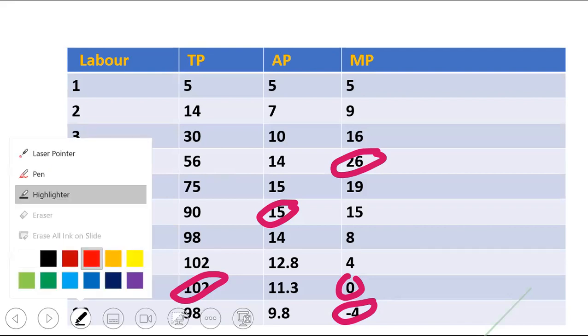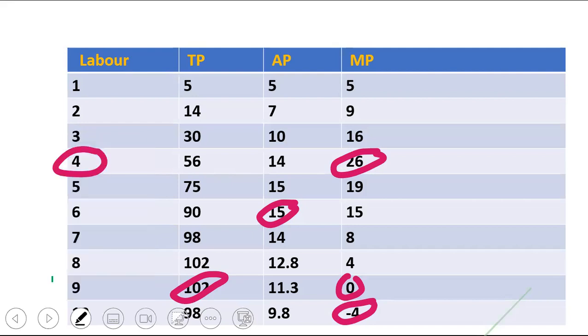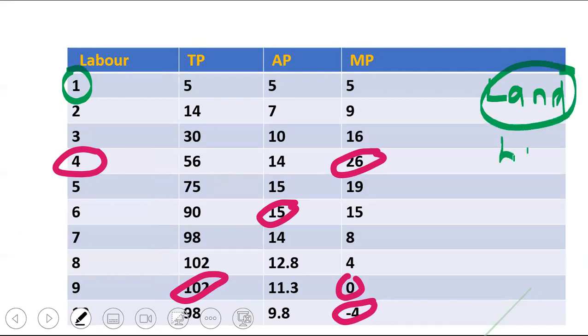Are you following the explanation? One unit of labor, for understanding. Which is the fixed factor here, children? Land. Land is the fixed factor. Labor is the variable factor. So one unit of labor I am using on the land, my total production is 5, average production is 5, marginal production is 5. In the first unit, TP, AP and MP are the same.